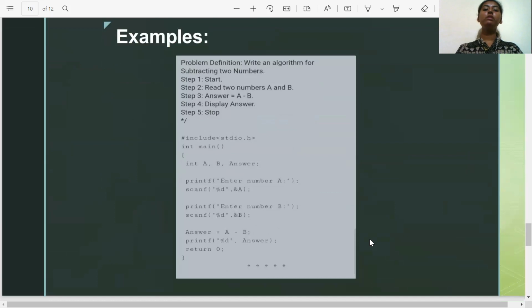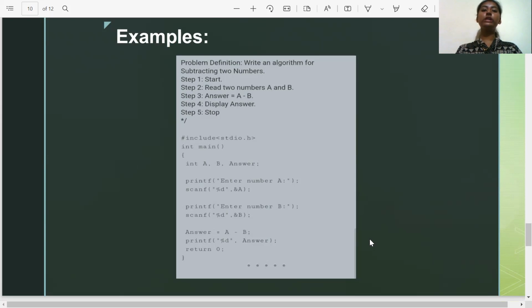An example for the coding here, we took the example: write an algorithm for subtracting two numbers. Step 1, start. Step 2, read two numbers A and B. Step 3, answer is equal to A minus B. Step 4, display the answer. Step 5, stop.